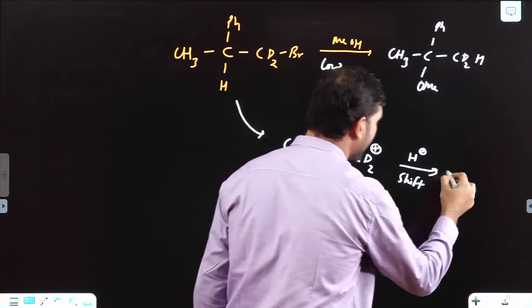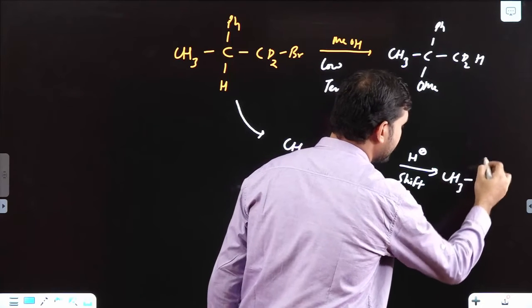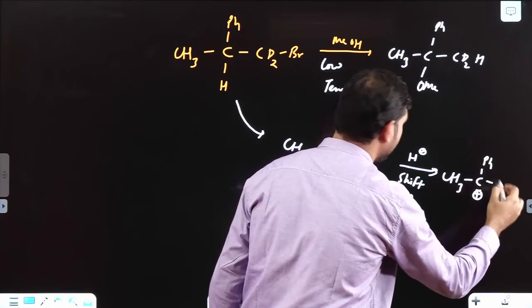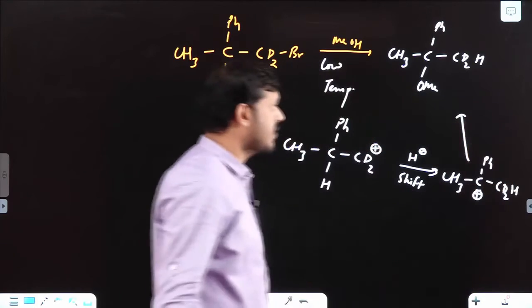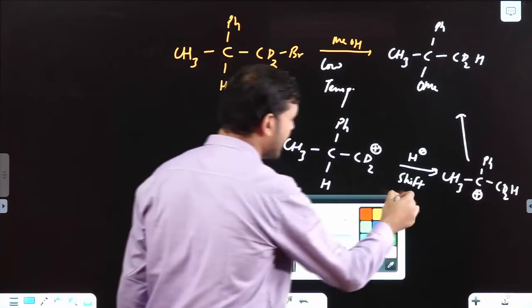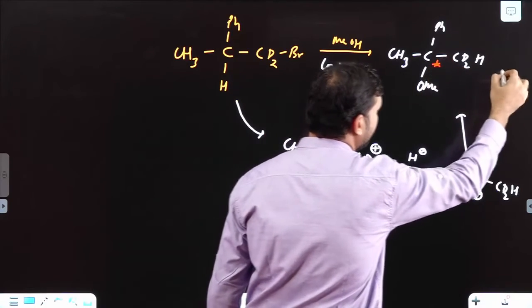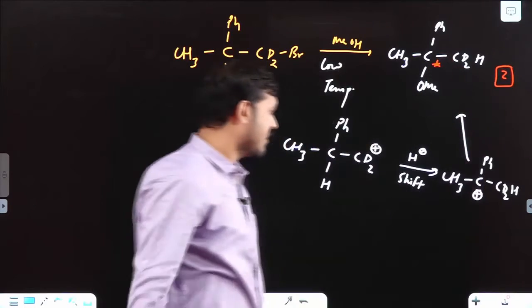Okay, and after hydride shift what will happen? CH3CPH plus CD2H, and then finally the product is formed. See, the formed product is having a chiral center. Okay, so two products are generated.